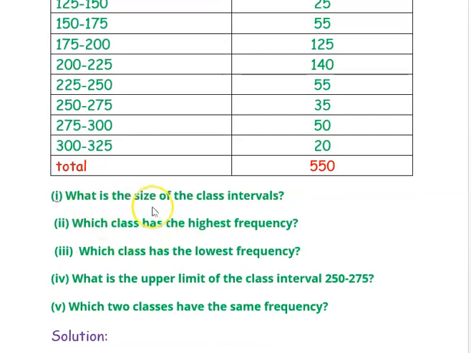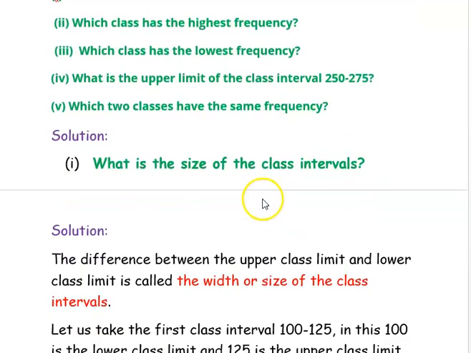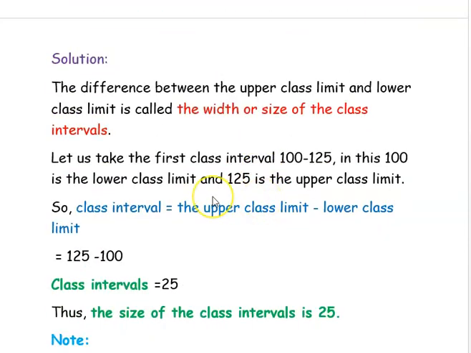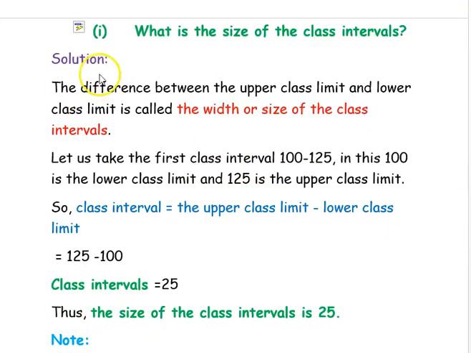First question, what is the size of the class interval? We'll see how to find the size of the class interval. Solution. The difference between the upper class limit and lower class limit is called the width or the size of the class interval. So, let's take the first class interval, for example 100 to 125, which is the first class interval in our distribution table. In this class interval, 100 is the lower class limit and 125 is the upper class limit.